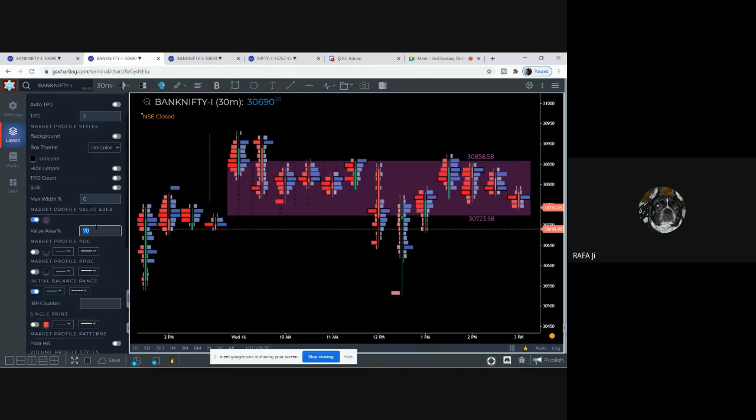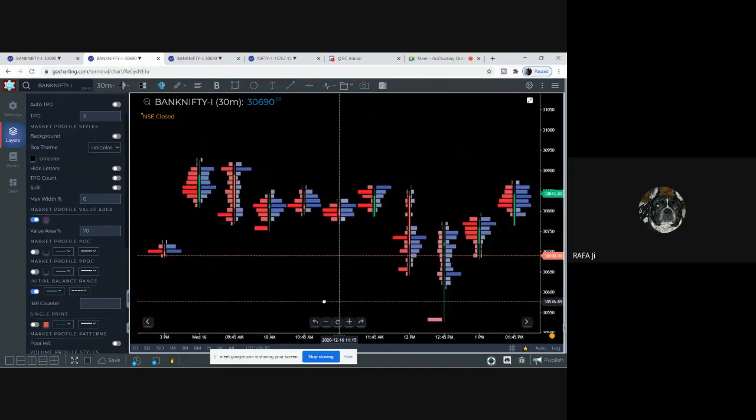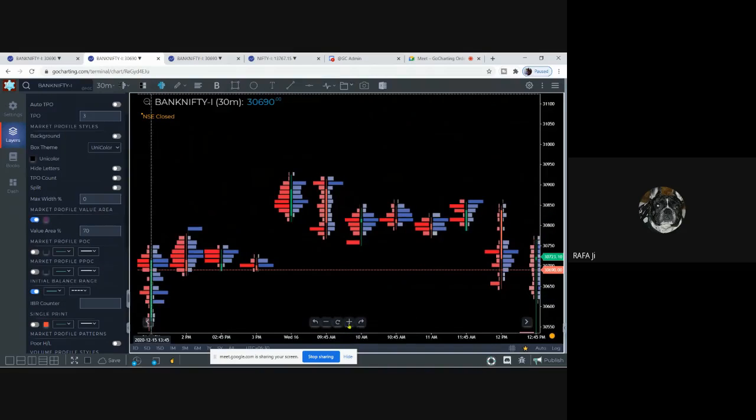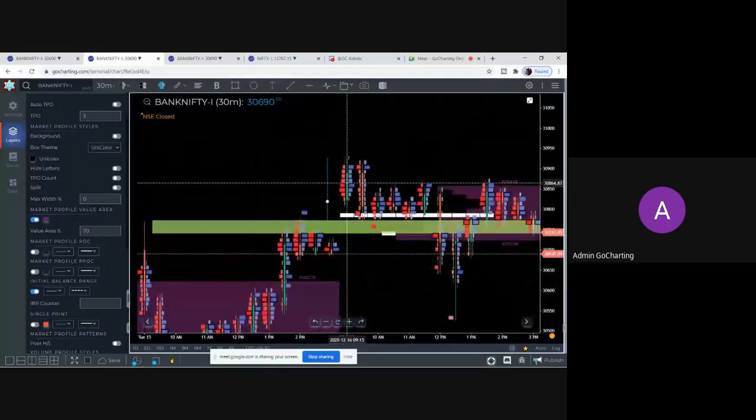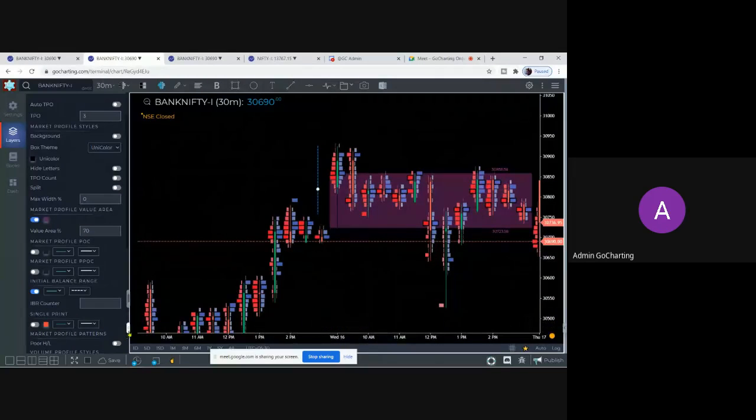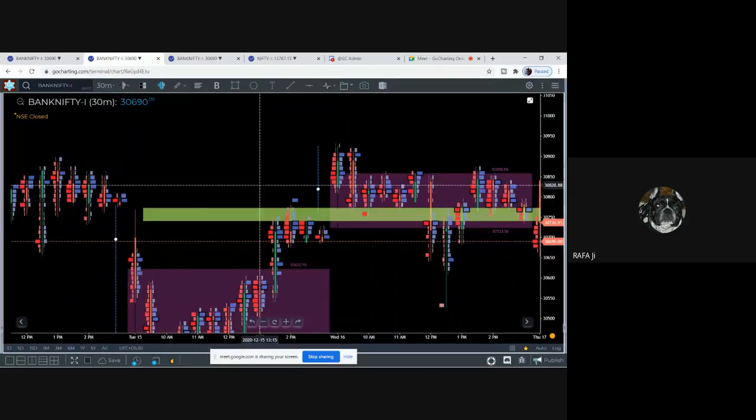This is the place you keep holding, and you can get the initial balance as well. So this is what I have done. But when you expand it, you don't see it. One of the things you can do, Rafaji, is actually place the market profile behind the candles. This is how you can do it, basically by setting the width percentage to 0, and then letting everything remain the same.